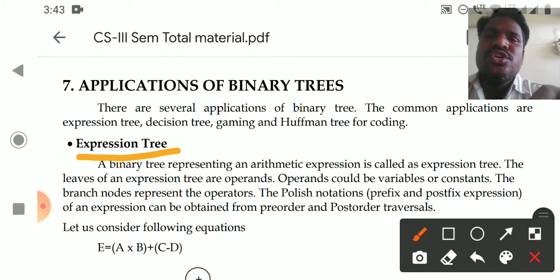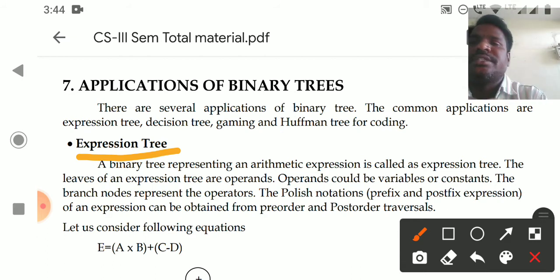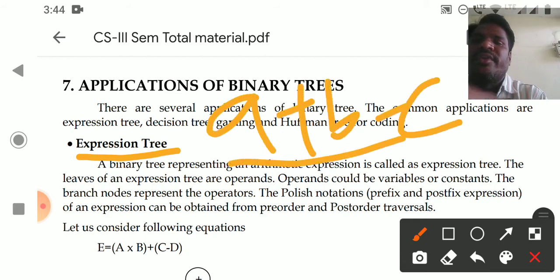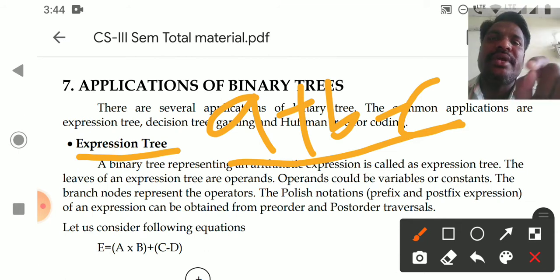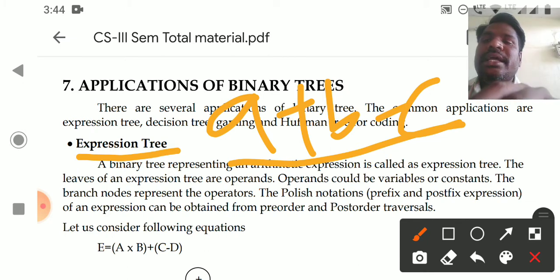Expression tree. So what do you mean by expression first? An equation. For example, a plus b minus c. It is an equation. Mathematically we call it an equation, but in programming it is called an expression. So the binary tree representing an arithmetic expression is called an expression tree.